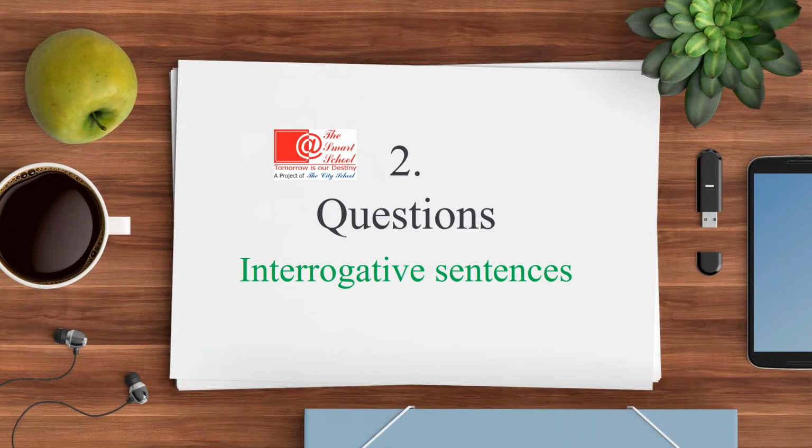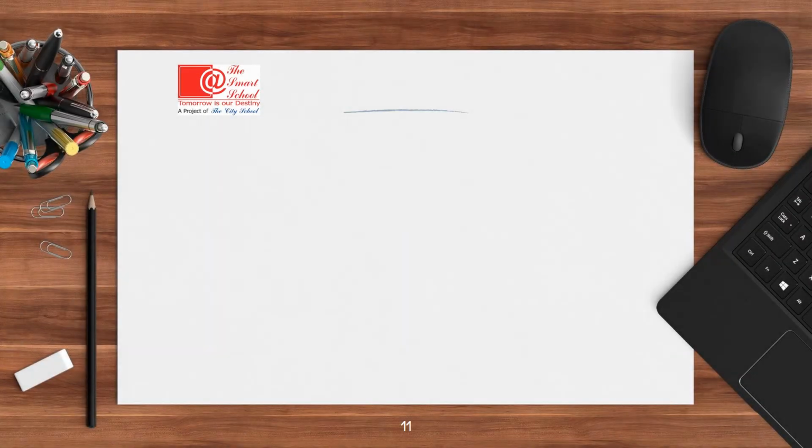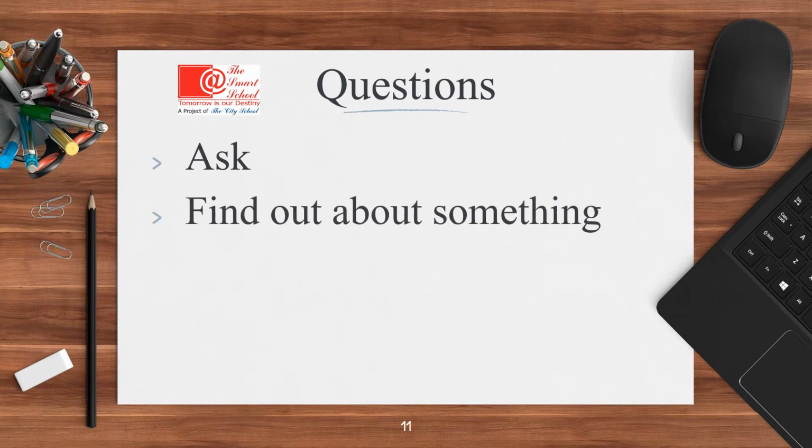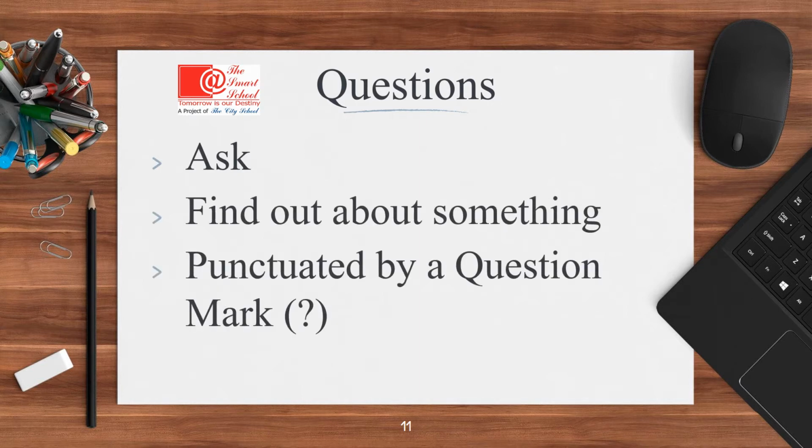Now look at this second type, and that is questions. Questions are also called interrogative sentences. Questions are used to ask, and they are used to find out certain information, and they're always punctuated by a question mark. Now again, if you don't put a question mark at the end of the question, then your sentence is wrong.